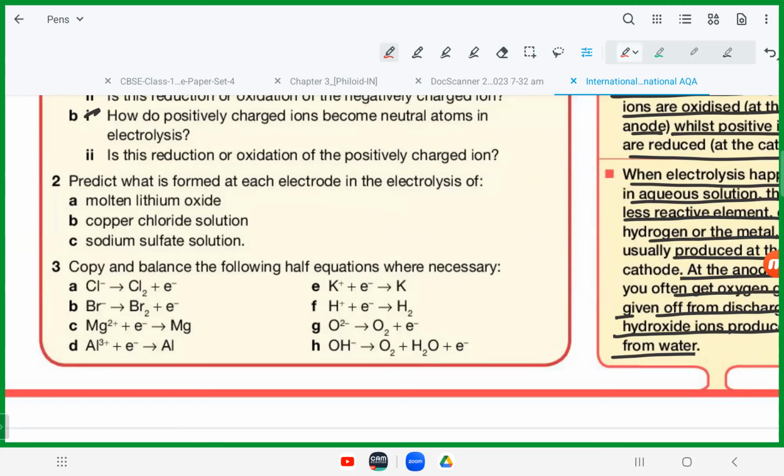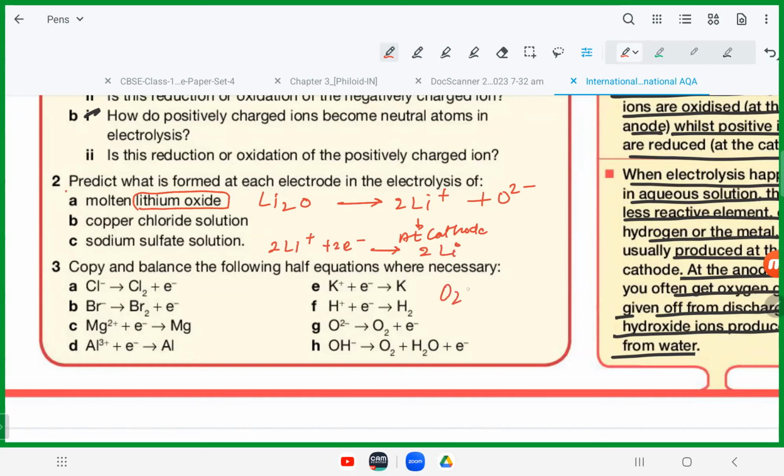and oxide would be at the anode. Very good. So if you have molten lithium oxide, Li2O, it gives 2Li plus and O2 minus. Now, where is it going to discharge? At the cathode. So 2Li plus gets 2 electrons and becomes 2Li, neutral.